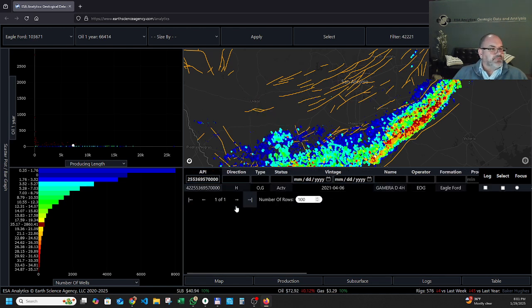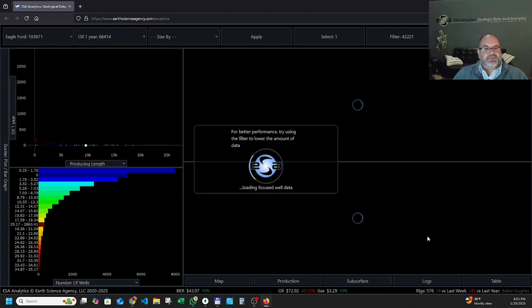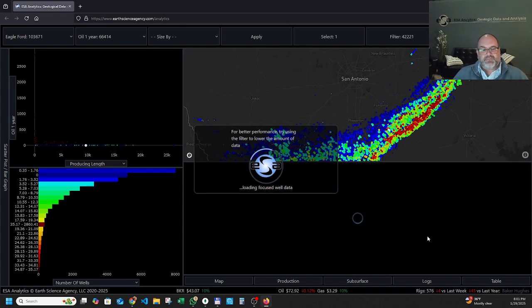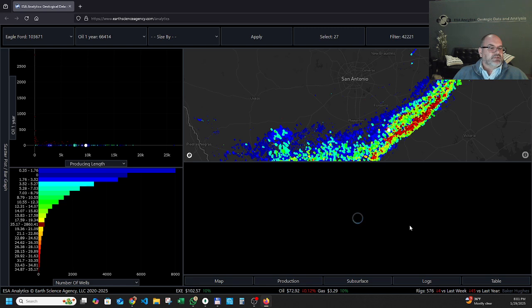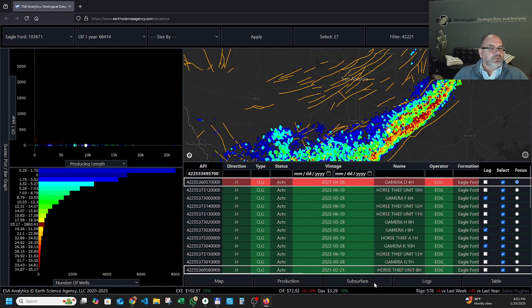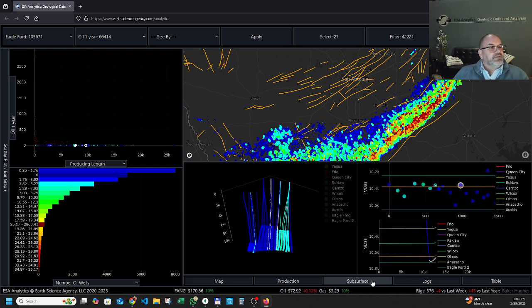I can use the table to filter down to a specific well, and then I can focus on that well. And so what the program's going to do by focusing is it's going to gather the information for the well that I focused on and all of the surrounding wells so that I can see all of them together in the subsurface. Okay, and it doesn't take very long, and this is a very complicated area with a lot of wells. You'll see once it loads up here.